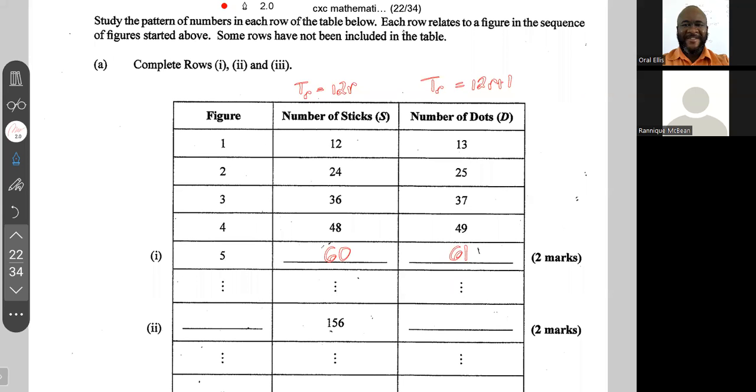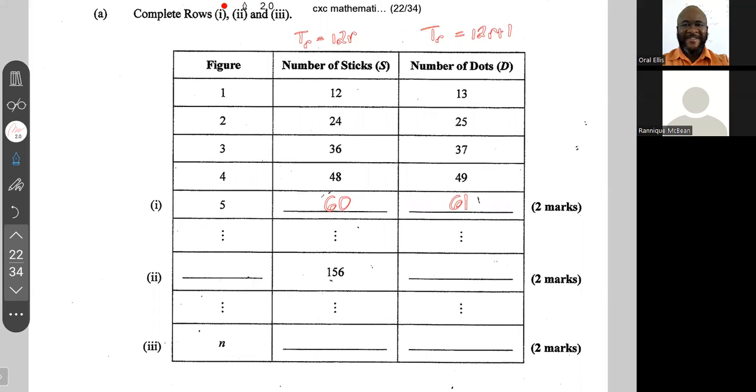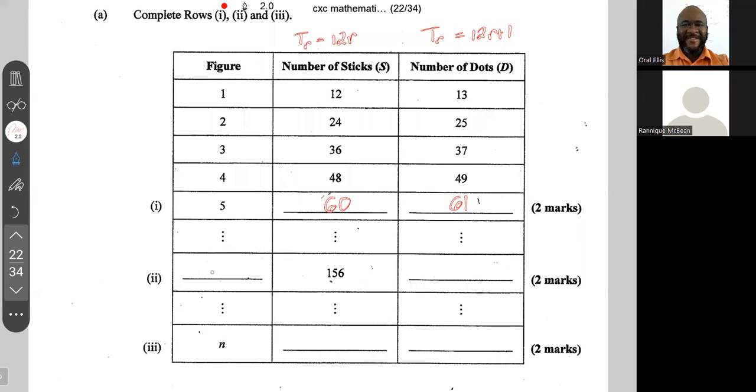It's that simple. Here, the number of sticks for II, we do not know the figure number, so I'm going to call it X. But if I multiply the figure number by 12, I'm going to get the number of sticks. So 12X is equal to 156. If I divide both sides by 12, I think I'm going to get X. The figure number is 13. So this is 13. Over here, this is 12 times 13 plus 1. This is 157.